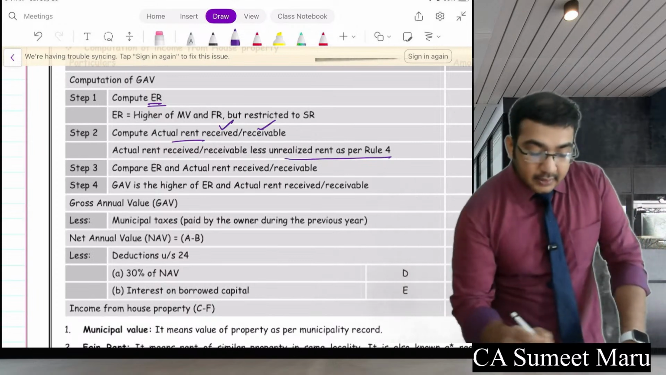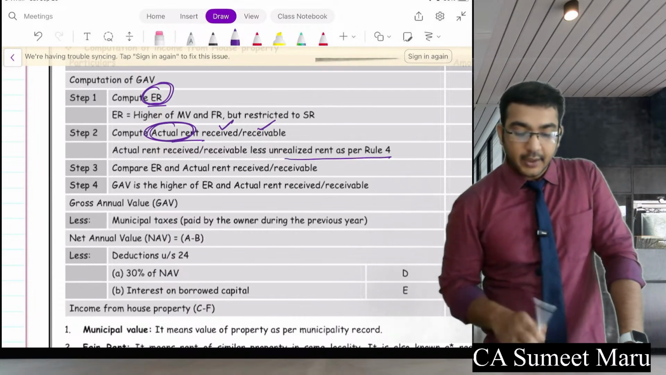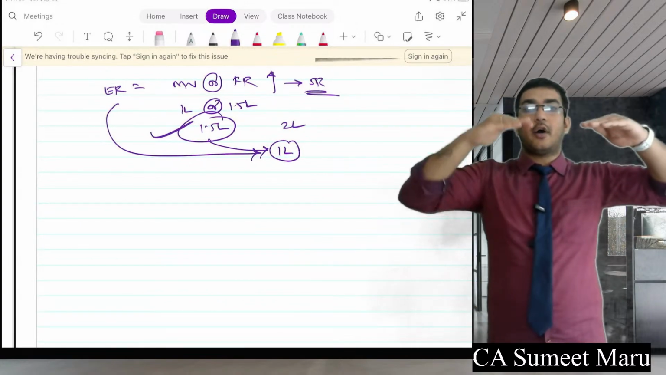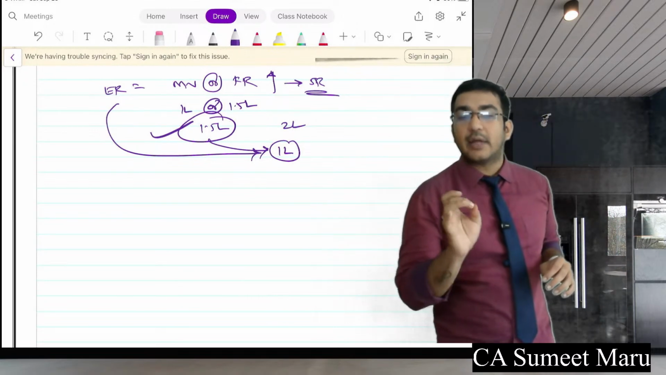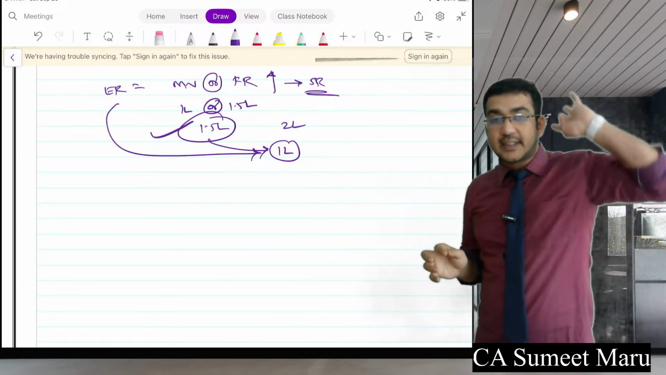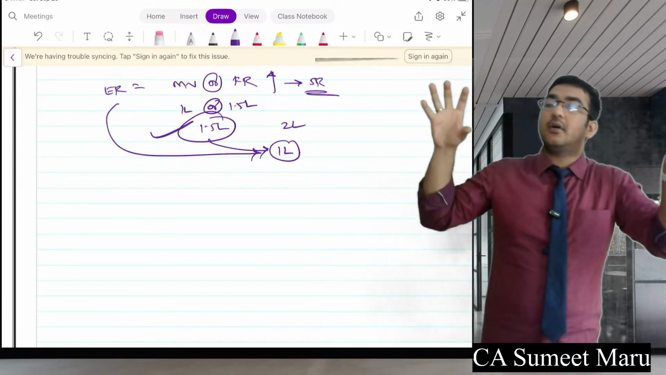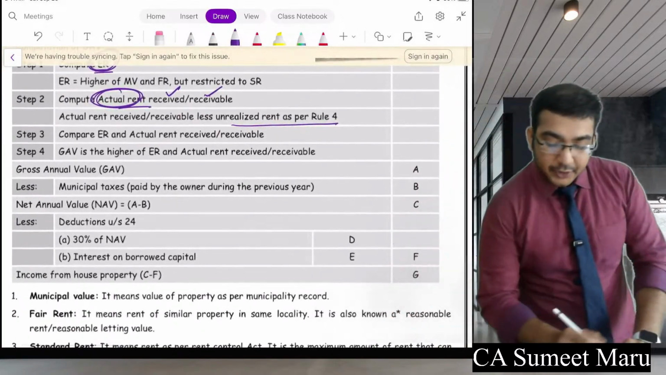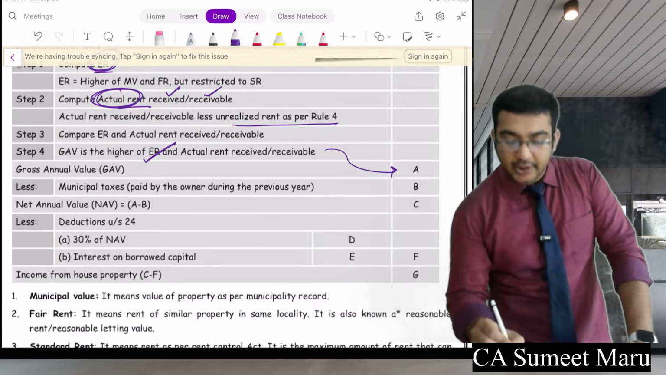Step 3 is the higher of expected rent or actual rent. Again I'm saying, first is your expected rent, municipal value or fair rent, whichever is higher, subject to standard rent. Next is your actual rent, received or receivable, minus unrealized rent, if the 4 conditions of Rule 4 are satisfied, which we'll see later on. Step 3 is higher of actual rent or expected rent. This will become your gross annual value.